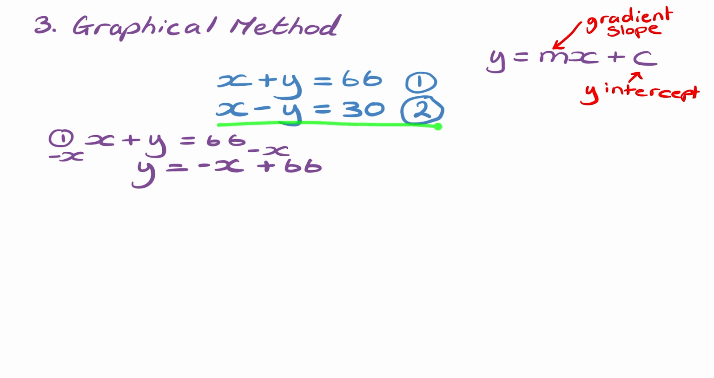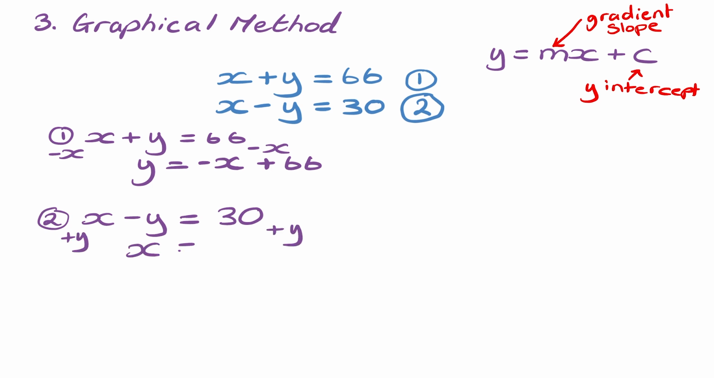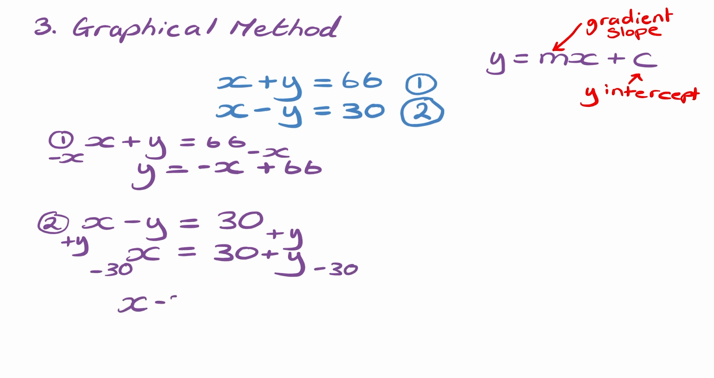Now the second one here, we have x minus y equals 30. Looking again at the general form of the equation of a straight line, y here is negative, so we want to move this y over there. We add y to both sides, so we have x equals 30 plus y. I want y on its own, so I'm going to move the 30 over here by subtracting it. That gives me x minus 30 equals y, and I'll write it the other way around so it's in this order: y equals x minus 30.